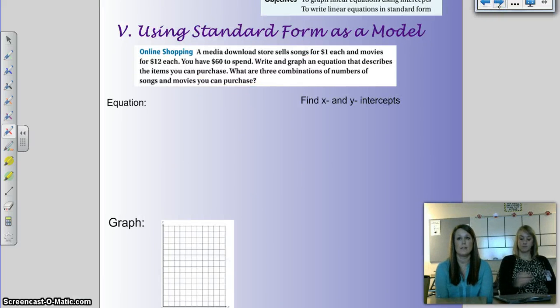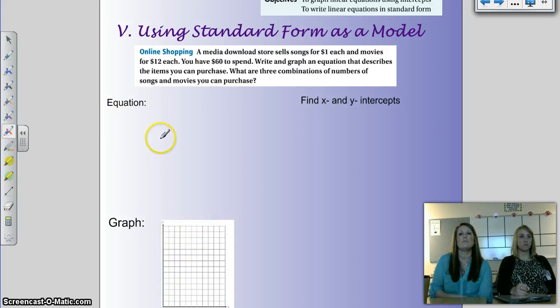Using standard form as a model, we're going to write an equation, then find x and y, and then graph it. A media download store sells songs for $1 each and movies for $12 each, and you have $60 total to spend. So we want to know how many songs plus movies can I buy? What are 3 combinations of songs and movies? I think you'll find that from the graph.